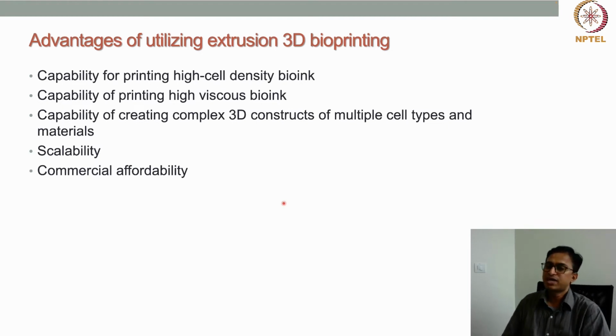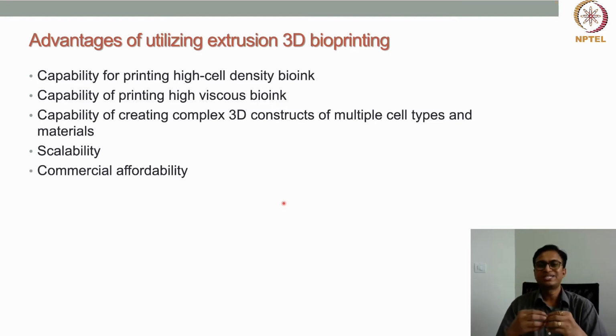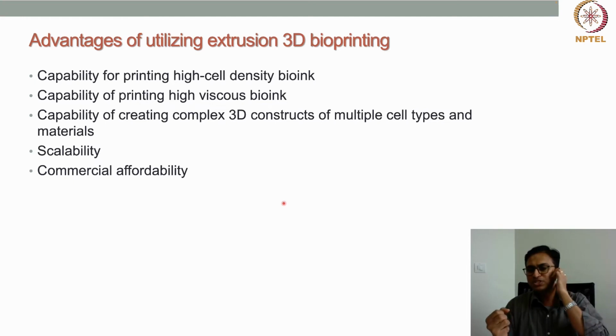Another thing is the high viscosity bioink. For certain applications, we are trying to print something like a few centimeter size of tissue, right? There, the requirement is that the structure should be self-sustainable and stable. To do that, in certain cases we need to print high viscosity bioink, so that the stability of the structure is retained, and the structure doesn't collapse. It is self-sustaining. So this bioprinting technology has the capability to print high viscosity bioink. So that is another big advantage.